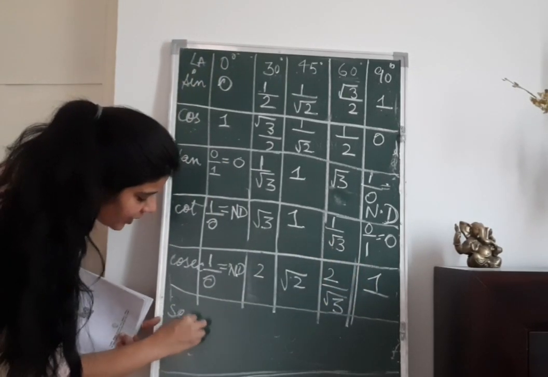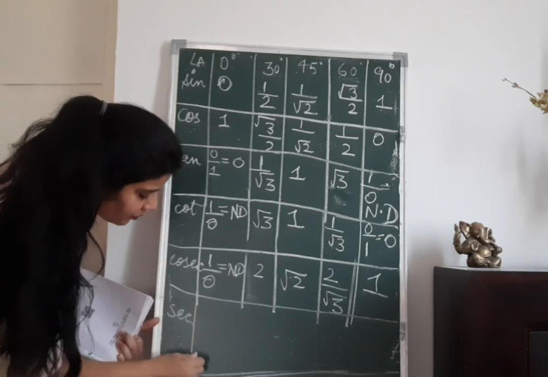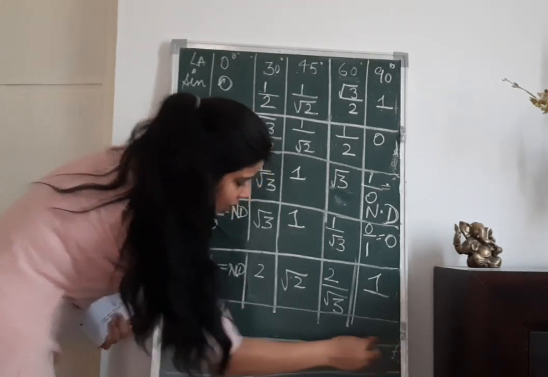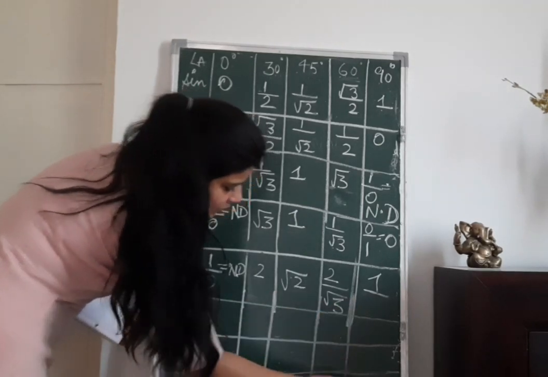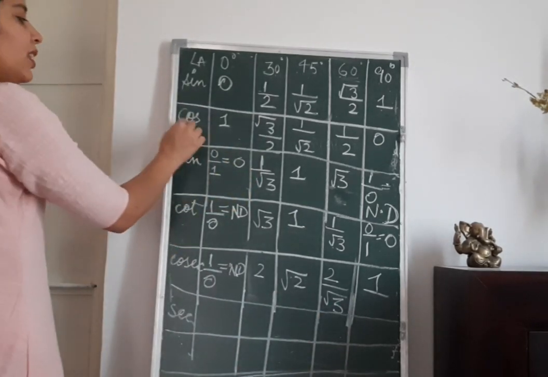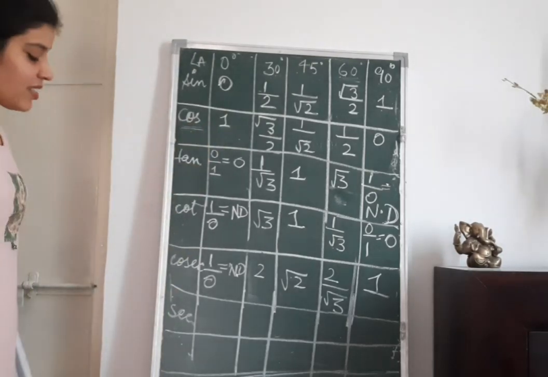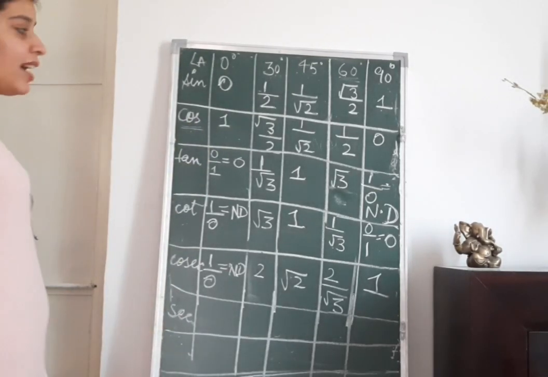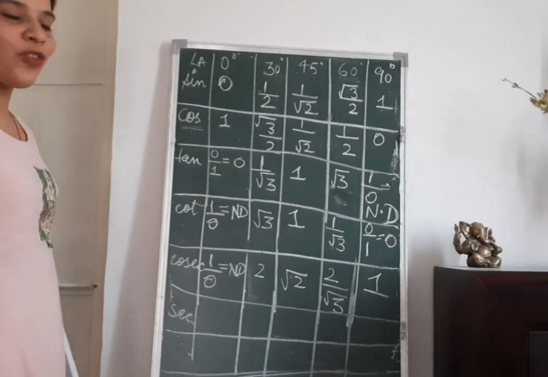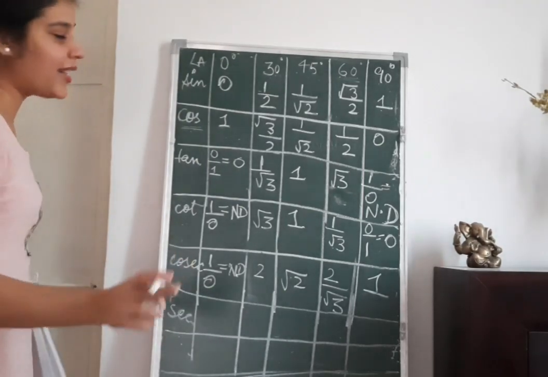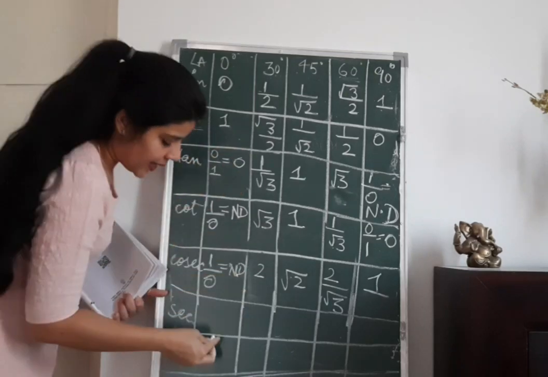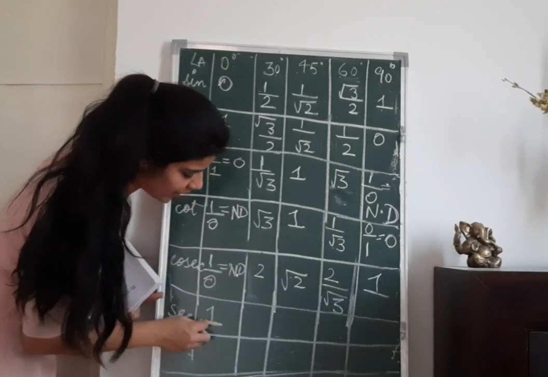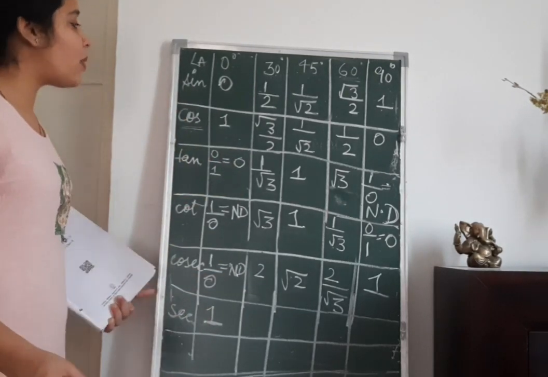Let's find out all the values for sec. Now sec theta is equal to what? 1 upon cos theta, right? So the reciprocal of all the values of cos is going to be sec of that very angle. So if cos of 0 degree is equal to 1, can I say sec of 0 degree will also be equal to 1? Because the reciprocal of 1 is 1.